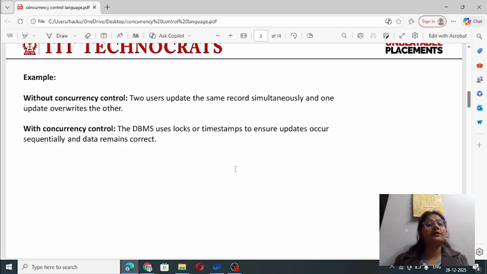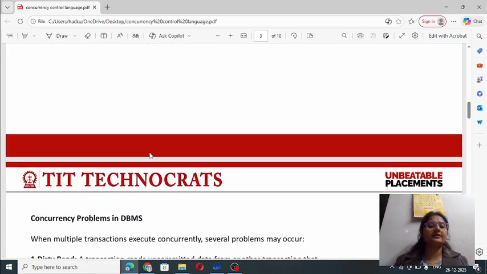For example, without concurrency control, two users update the same record simultaneously and one update overrides the other. With concurrency control, the database uses locks and timestamps. Both operations are performed under locking and timestamp ordering protocols, which help us gain serializability so that the data remains correct.